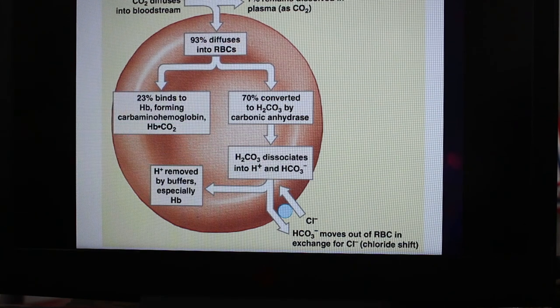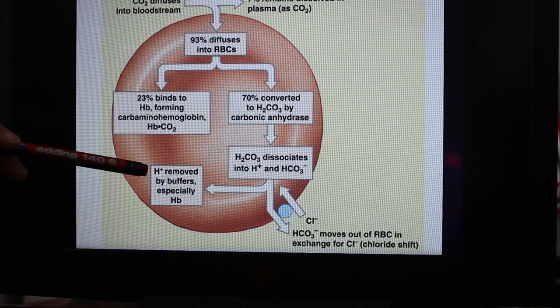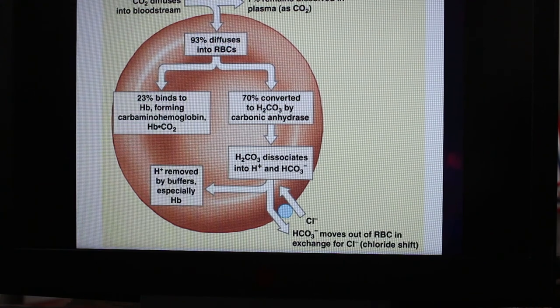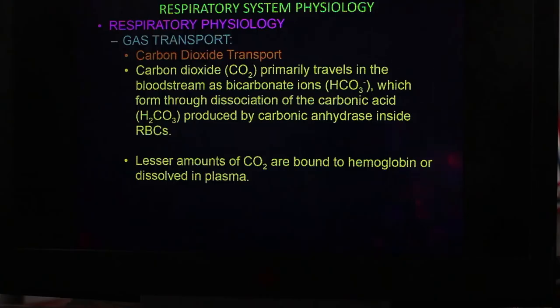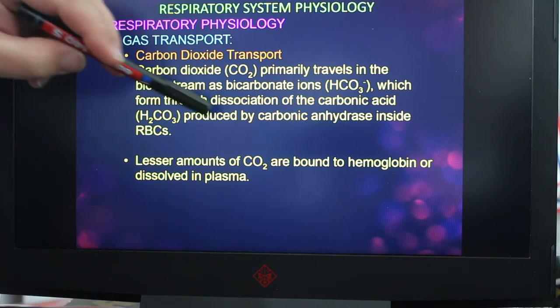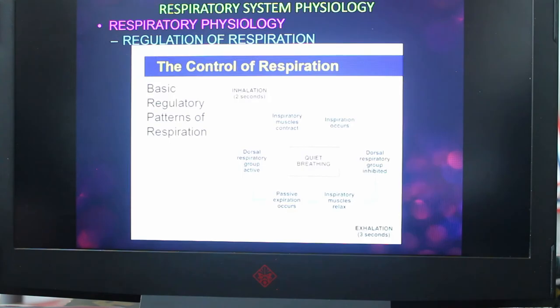hydrogen ions and bicarbonate. And bicarbonate gets into the plasma from the red blood cell, and hydrogen is removed by buffers, especially hemoglobin. And as you know, if hydrogen becomes excess in the blood, it causes the blood pH to move toward the acidic side, hence giving our body and plasma an acidic character. So carbon dioxide primarily travels in the bloodstream as bicarbonate ions, which form through dissociation of the carbonic acid produced by carbonic anhydrase inside the red blood cells. Lesser amounts of carbon dioxide are bound to hemoglobin or dissolved in plasma.